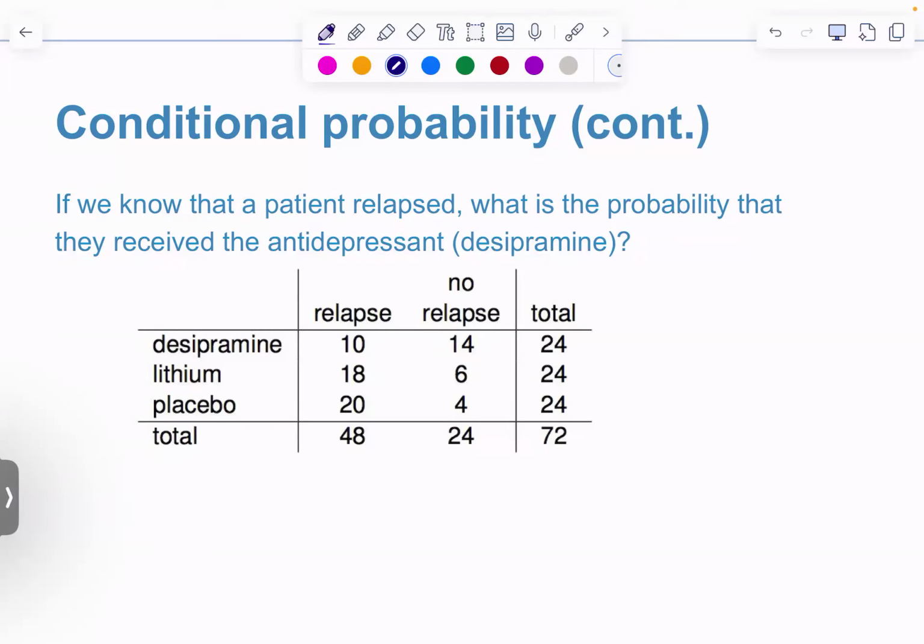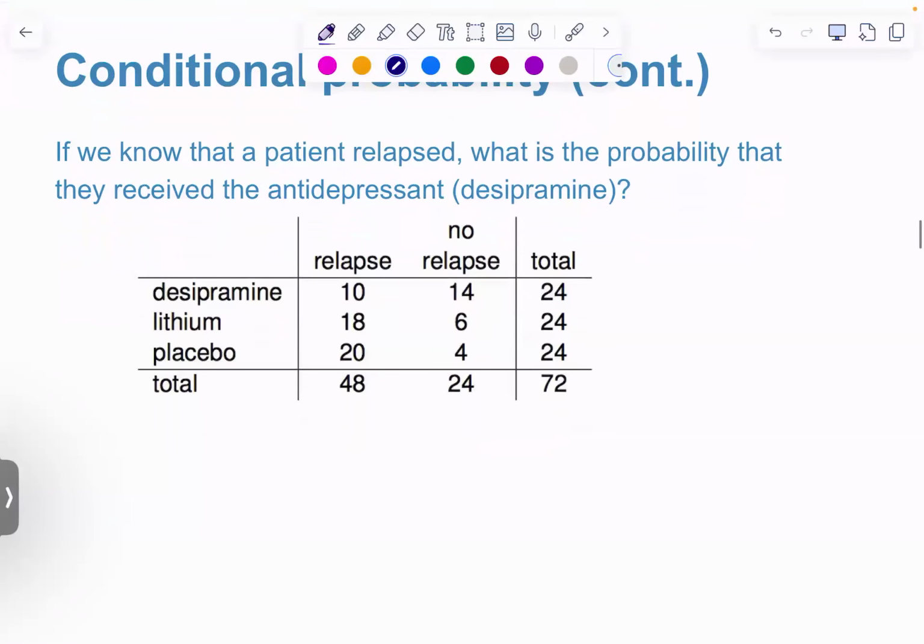First thing you want to do is figure out how to translate this into probability notation, because that's going to be the easiest way to work with this. Or if you're able to read it from the table, that's cool. If we know the patient relapsed, so we know they're here, what's the probability that they received the antidepressant? The 10 over 48.